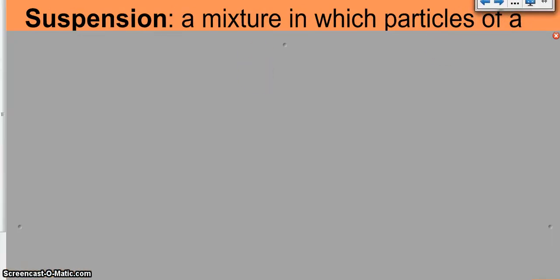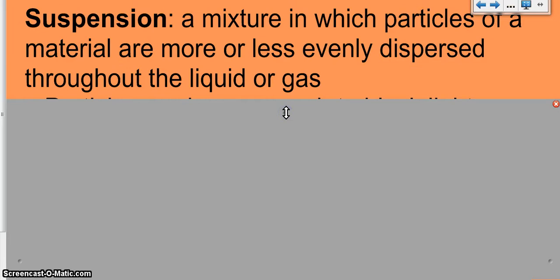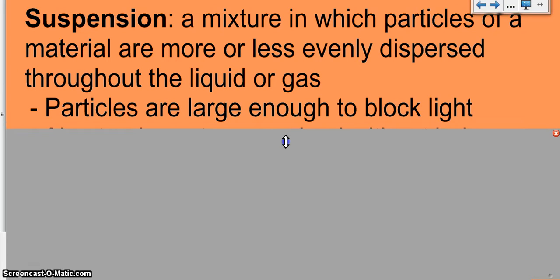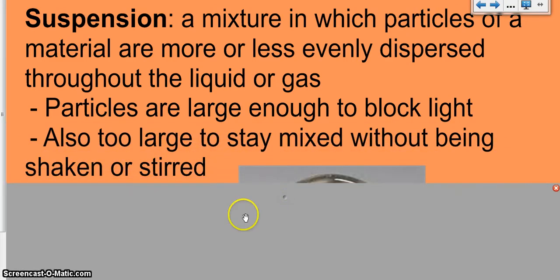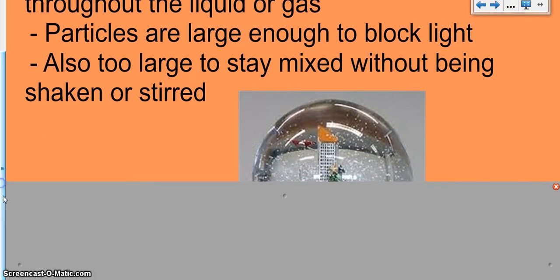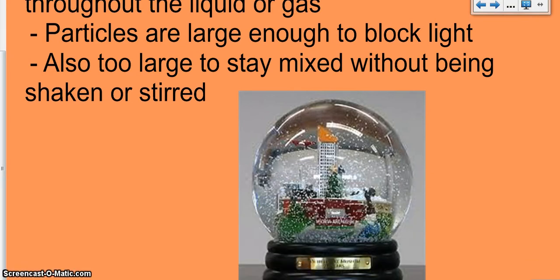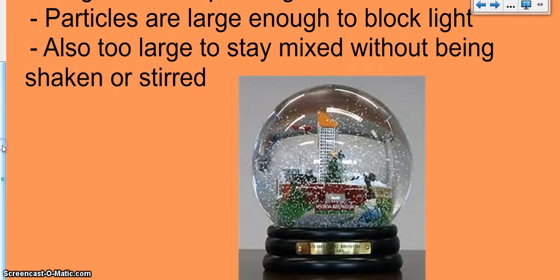Now, our last two vocabulary terms are suspension and colloid. A suspension is a mixture in which particles of a material are more or less evenly dispersed throughout the liquid or the gas. Particles are large enough to block light, but they're also too large to stay mixed without being shaken or stirred. The best example of a suspension is a snow globe. You have to shake it, right? Shake it right here in order for the particles to stay mixed. And eventually they're so big they settle right out to the bottom.